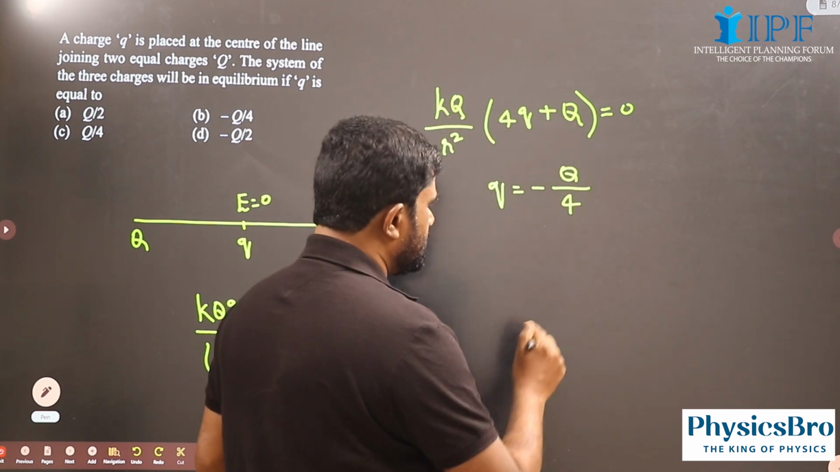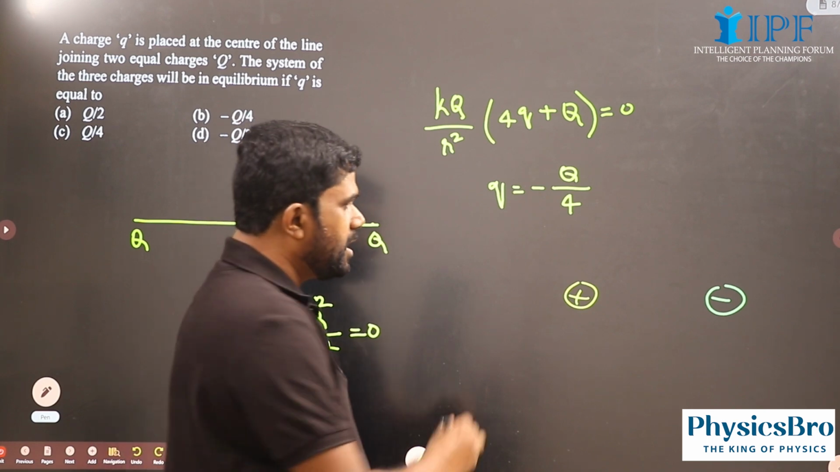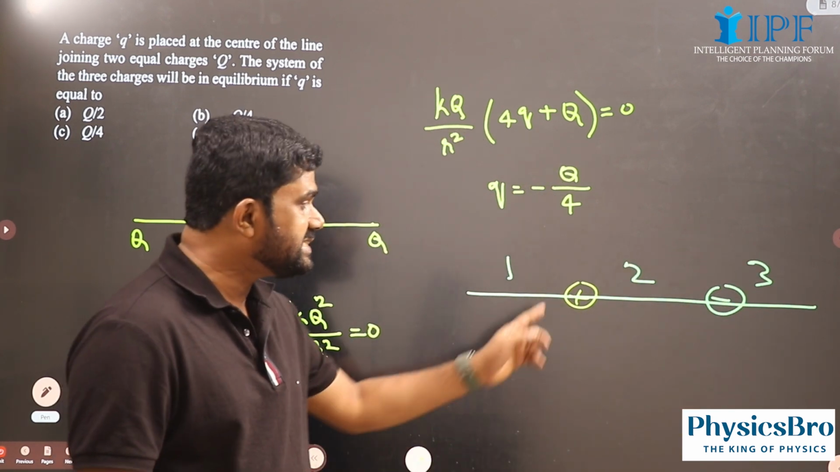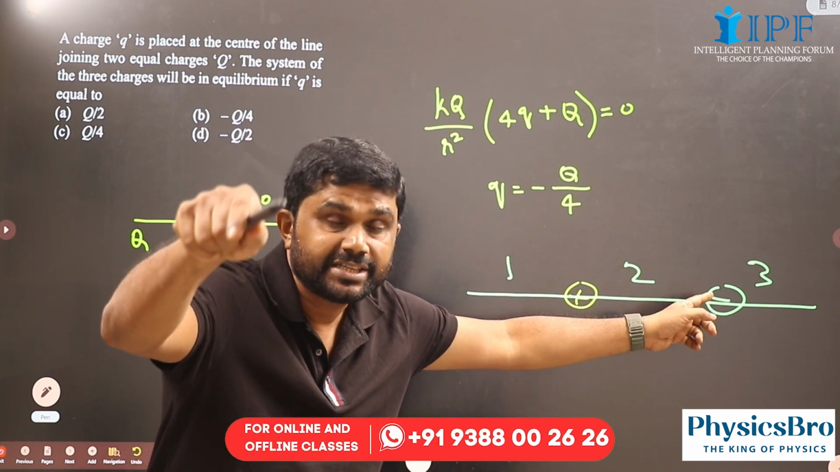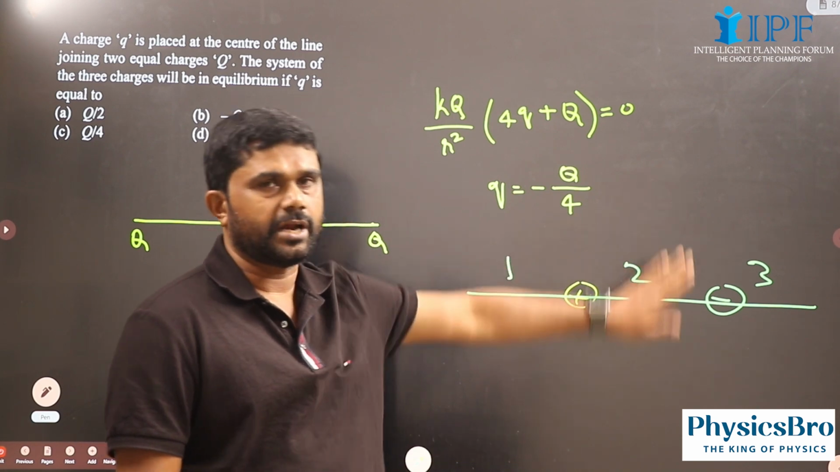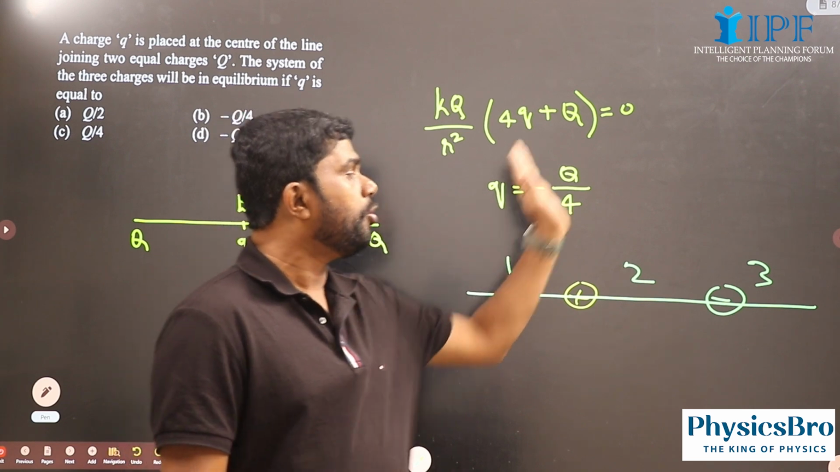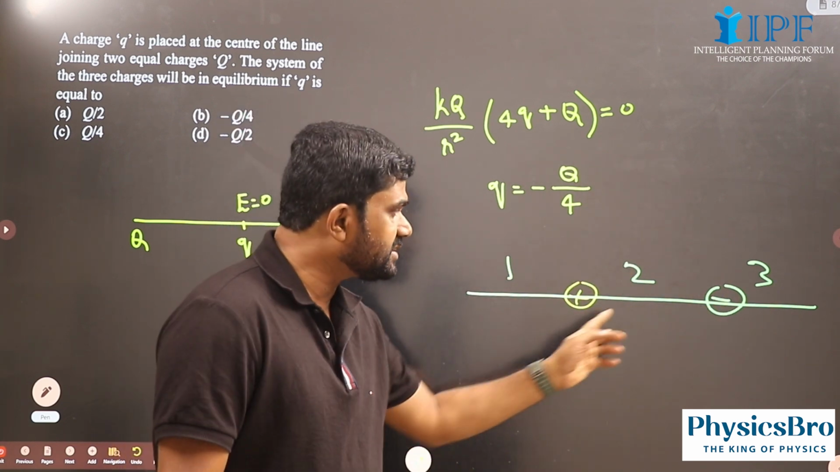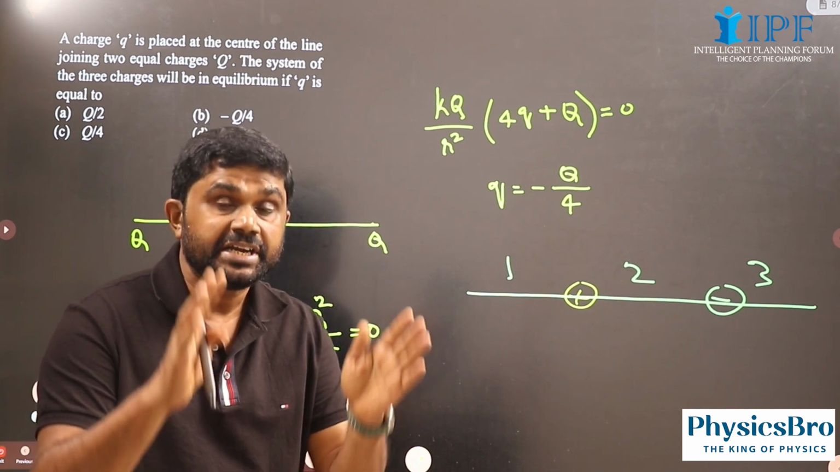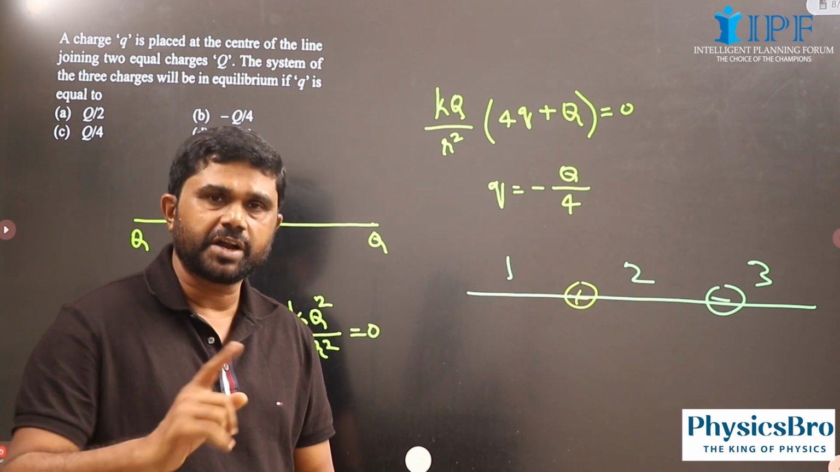Suppose you have a positive charge here and a negative charge here, and we have three regions. This is 1, this is 2, this is 3. As these charges are dissimilar, the null point can never be in between them. Means there won't be a null point in region 2. The null point will be either in region 1 or in region 3. But if these charges are similar, both positive or both negative, then the null point will definitely be in region 2, in between them. Okay, that is one point.